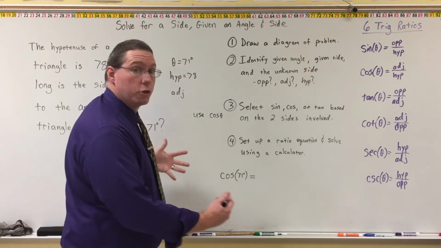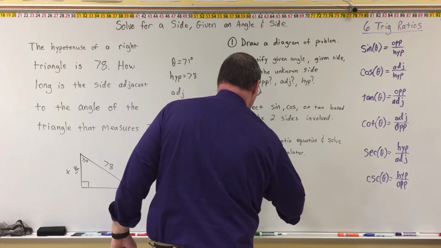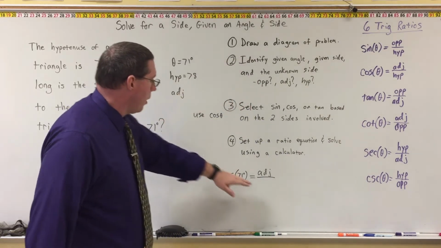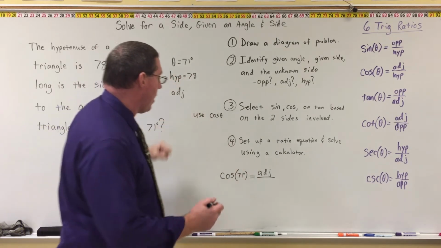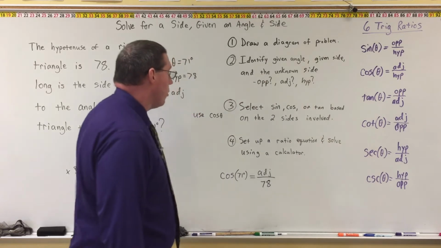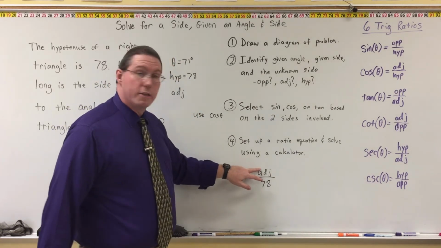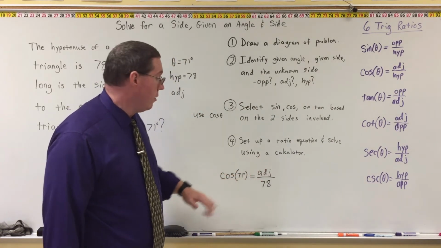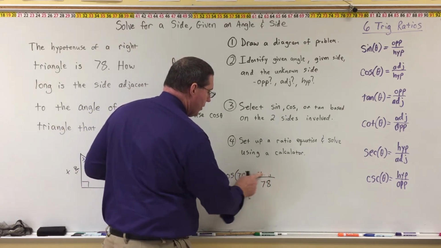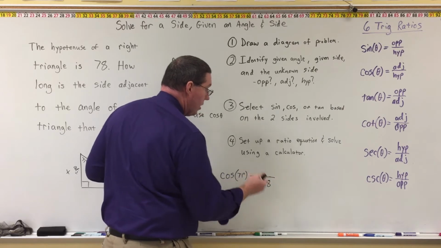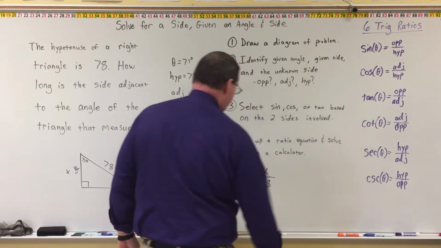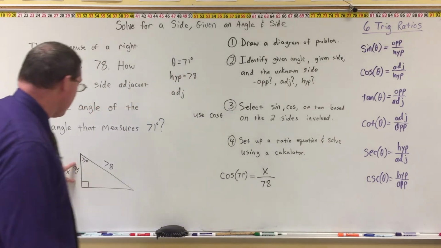We don't know adjacent. We're trying to solve for adjacent. So we're just going to write adjacent over hypotenuse, but we're not going to write hypotenuse down here. We're going to write 78 because we know 78. And now we are going to solve for the adjacent side. We're solving for the unknown side. So now, if you're the kind of person who just needs to see the letter X or Y or something else, you could put an X here, and X represents the adjacent side.